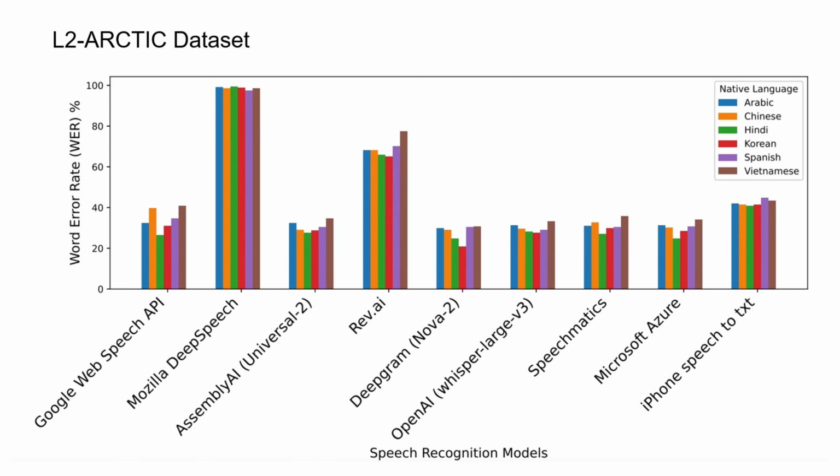Rev AI and Microsoft Azure, while offering moderate performance, struggle with certain accents, particularly Vietnamese. The Google Web Speech API and the iPhone Speech-to-Text also exhibit a relatively high WER, indicating that built-in or API-based solutions are not as effective in handling non-native speech. This overall trend suggests that modern deep learning ASR models trained on diverse datasets perform significantly better in handling linguistic variability.